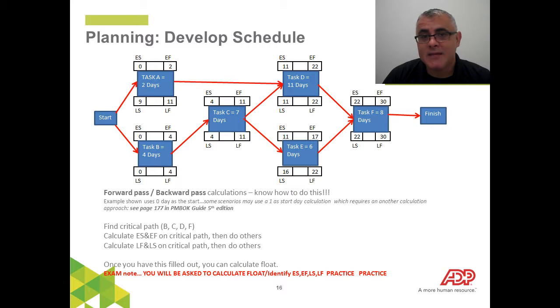So my advice is to always start with doing your forward and backward pass based on your critical path. You can identify your critical path after you've completed your early start and early finish and your late start and late finishes, but as you've seen in your previous slide, you can find your critical path by just calculating the pathway and the days that it takes to complete an activity.